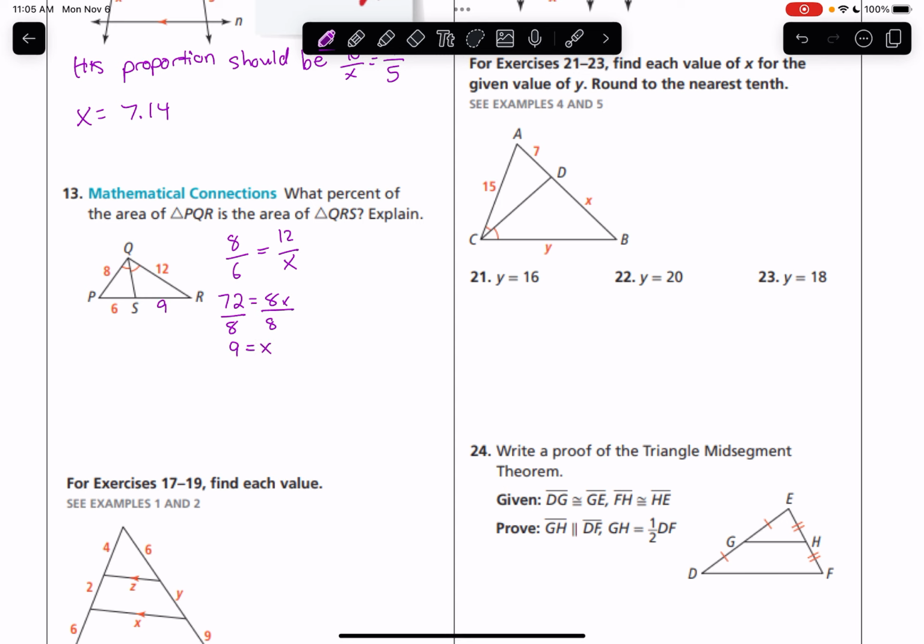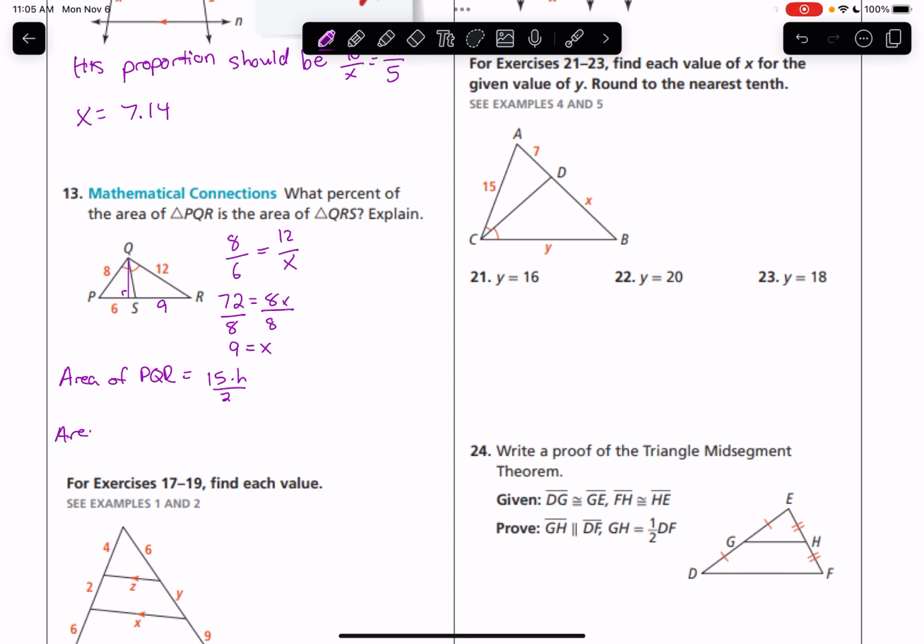So this is 9. And so when I find the area of these triangles, I notice that their bases are different, but their heights will be the same, right? Their height is not QS, but their height will still be the same. I can draw the segment from the top to the bottom that's at a right angle. That'll be the same height for both triangles. So what I can do is say the area of PQR, the big triangle, is equal to base times height over 2. That's 15, 6 plus 9, times height over 2.